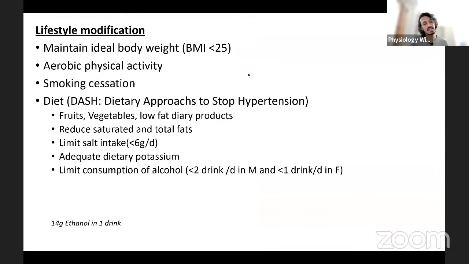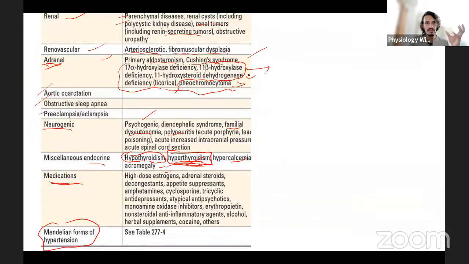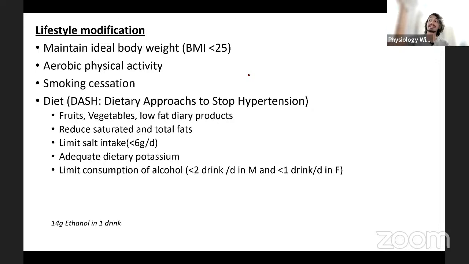So finally, now that we talked about the different types of hypertension, how can you treat hypertension? The main thing is lifestyle modification. These are again points you have to note down and write if a question is asked about treatment of hypertension. So maintain an ideal body weight, usually BMI less than 25, aerobic physical activity, smoking cessation. Aerobic physical activity means you walk at least 30 minutes every day, or if you're doing much more intense activity, you can do it less frequently also.